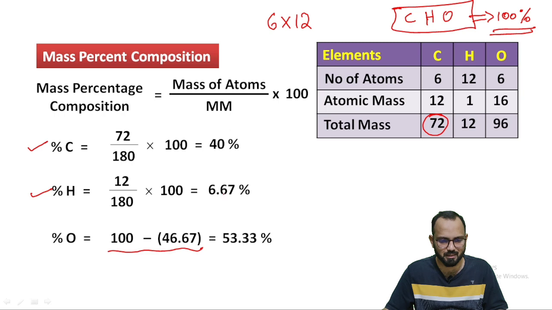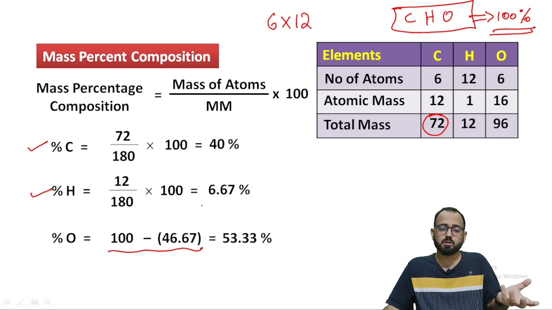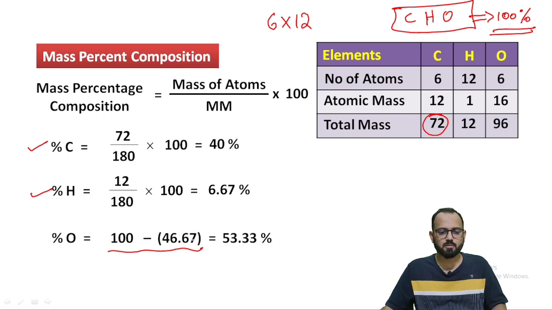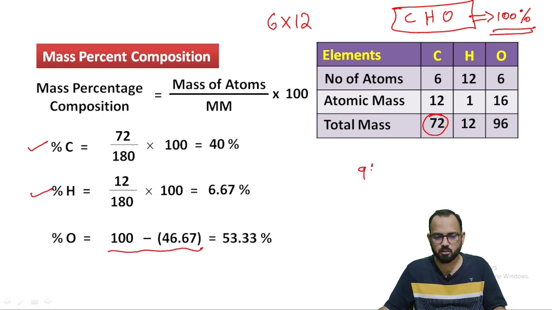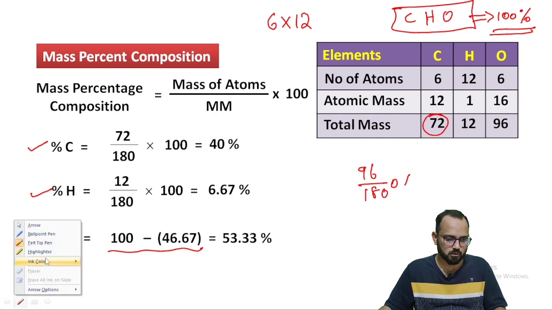If I add the first two, what am I going to get? 46.67. The remaining element is oxygen. So 100 minus 46.67, you'll get the percentage of oxygen. If you don't want to do it like this, you can go ahead with the percentage of oxygen directly. What you have to do is 96 by 180.